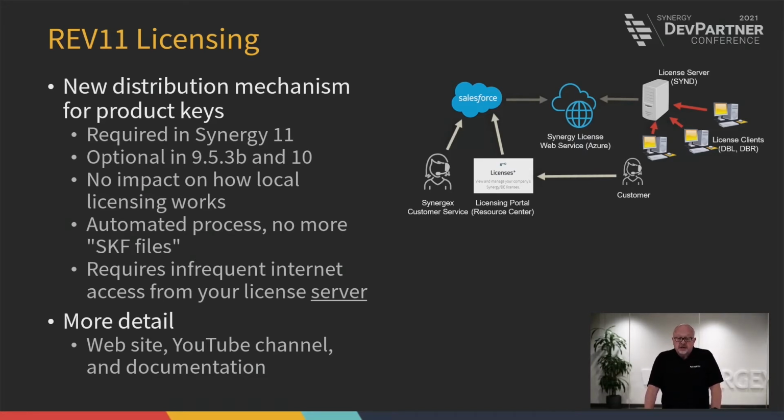Rev 11 licensing doesn't impact in any way the way your local licensing works. You still have a local license server process running, and your runtime instances still obtain their licenses from that license server process. Rev 11 licensing is simply a mechanism for distributing new product keys to your license servers, for example, for annual subscription renewals or installation of new systems and so on. So it simplifies the process of getting new systems up and running, making changes, and applying annual updates.